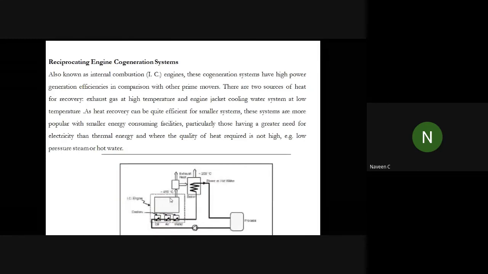Like your silencer getting heated, right? Similarly, the exhaust of the IC engine in your bike will have a higher temperature that can be used for steam generation. So that's our overview of this cogeneration. In the next class, we will see specifically how to select this technology based on our requirement, and we'll see what the heat to power ratio is and other significance of this.